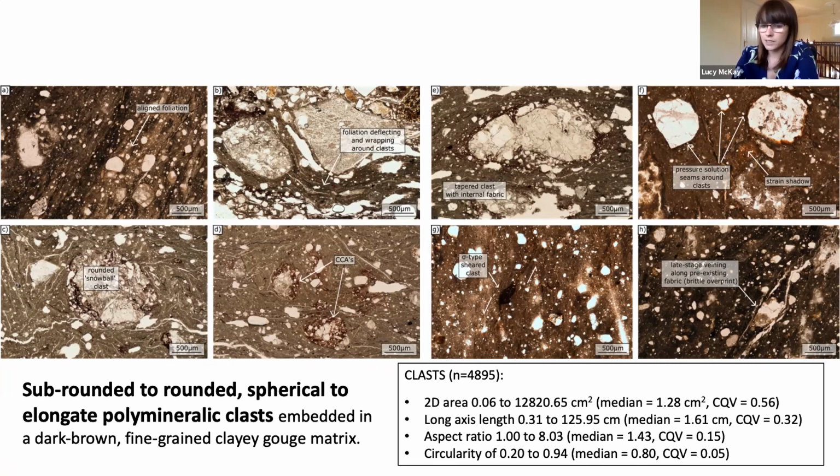So again, I'm presenting the numbers from my analysis, but all we need to know or remember is that the clasts in this blue gouge, as you're moving further away from the main slip plane, are larger and less spherical than the green gouge.